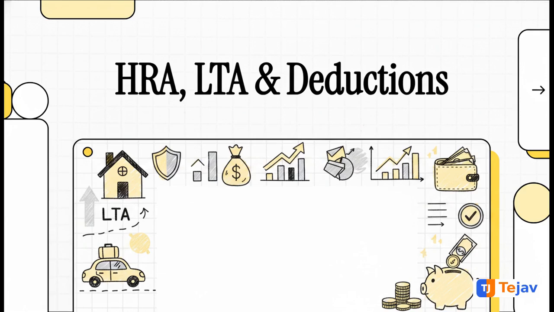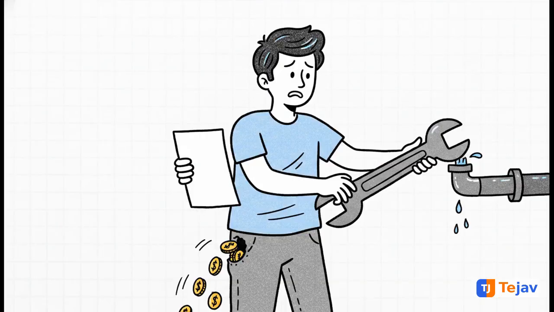If you're a salaried individual, we're going to optimize your income and keep more of your hard-earned money right where it belongs, in your pocket. Because here's the harsh reality. You might actually be paying extra tax every single month just because you don't fully understand things like HRA and LTA. You are losing money without knowing it.